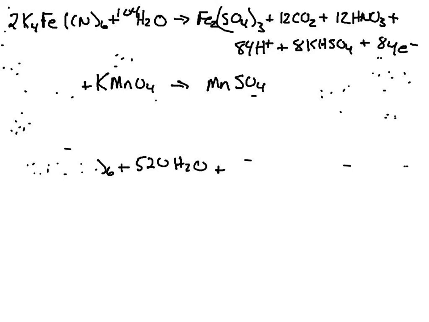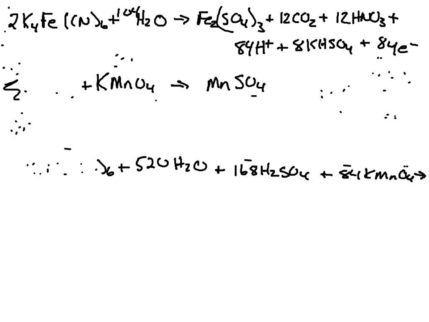Plus, these we're going to multiply 84. 84 times 2 is 168. 168 H2SO4s plus 84 KMnO4s. I believe that's the full reactants.